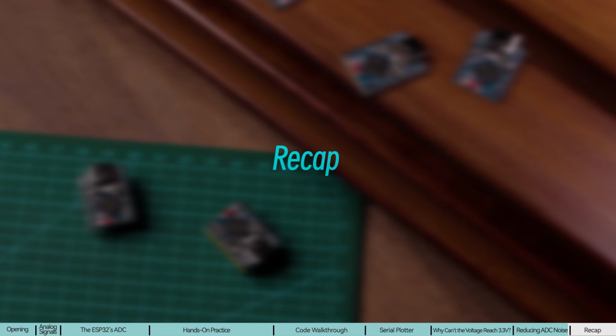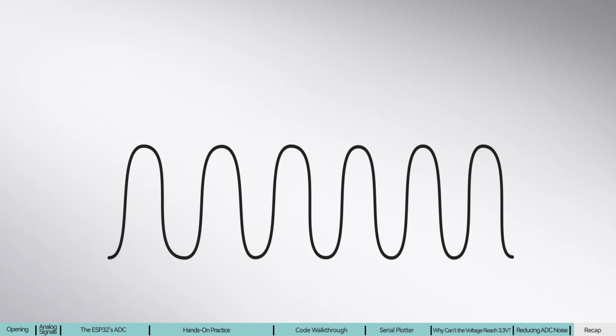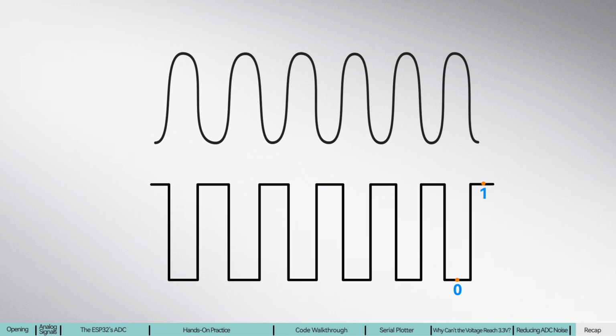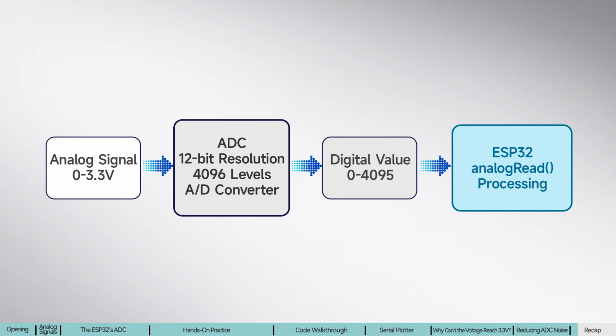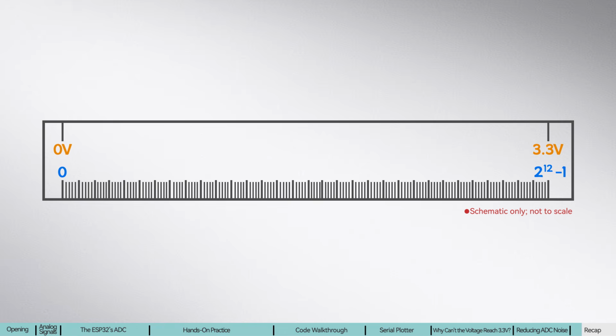All right, that concludes this lesson. Let's do a quick review. We learned about continuously varying analog signals and their difference from digital signals. We learned that the ESP32 reads analog signals through an ADC. It has a 12-bit resolution, converting the input voltage into a digital value between 0 and 4095.